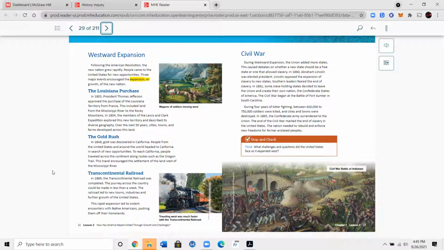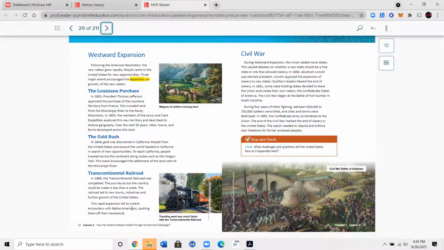The Transcontinental Railroad. In 1869, the Transcontinental Railroad was completed. The journey across the country could be made in less than a week. The railroad led to new towns, industries, and further growth of the United States. The rapid expansion led to violent encounters with Native Americans, pushing them off their homelands.